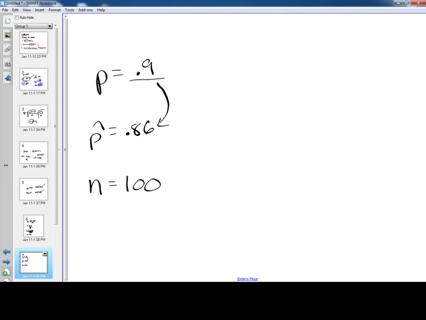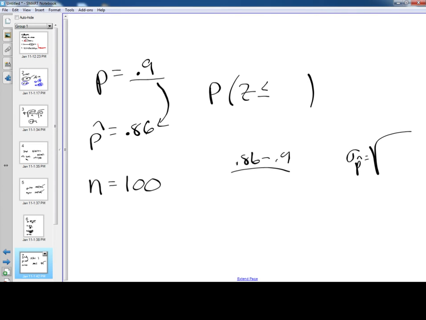Well, you're finding the probability of some z-score being less than or equal to whatever we get. Right? So we just keep doing our z-score. So we're going to go statistic minus a parameter divided by standard deviation of the statistic. So let's get the standard deviation over here. That's going to be the square root of 0.9 times 0.1 divided by 100.